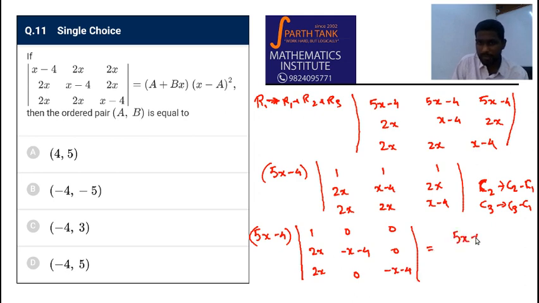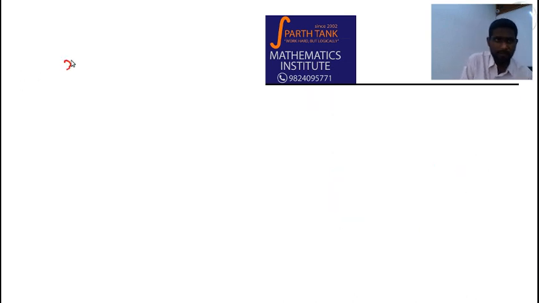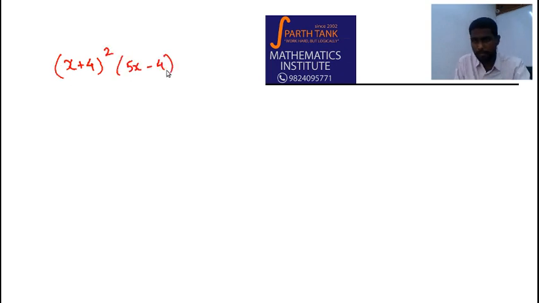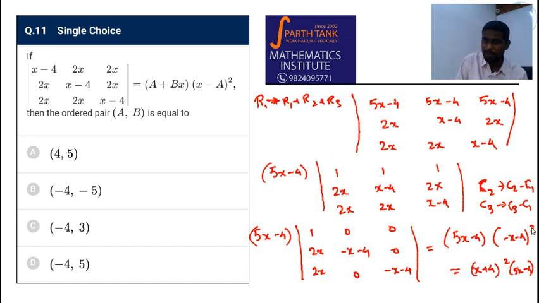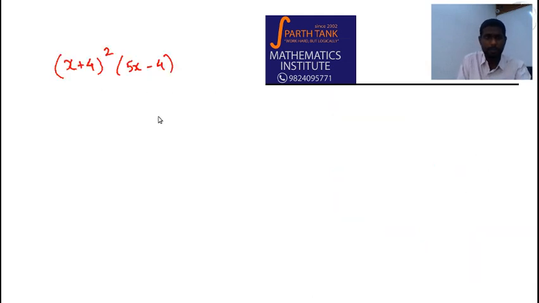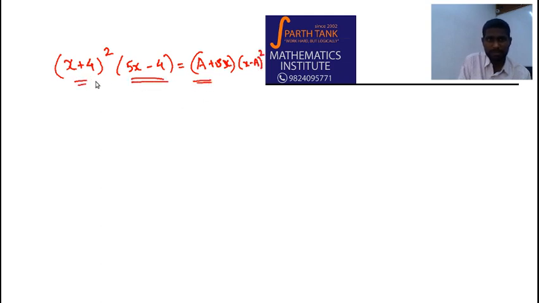So it is (5x minus 4) into minus (x plus 4) the whole square, which can be written as (x plus 4) the whole square, (5x minus 4). Let us write this again here. I get that the determinant is (x plus 4) the whole square into (5x minus 4). Right? See, this minus and minus I take common out, and since it is a square it becomes plus. Okay. So compare it with this term here, (a plus bx)(x minus a) the whole square. So this term should be this term and this term should be this term.